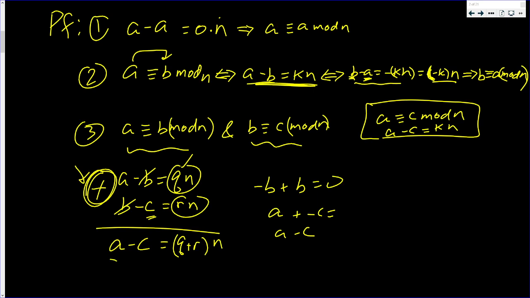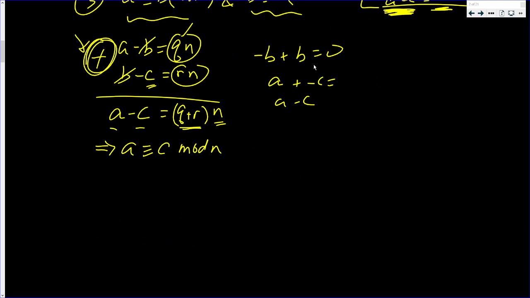Ooh, you mean a minus c is a multiple of n? That implies that a is congruent to c mod n. Exactly what I said we wanted: a minus c to be some number times n. That's the third one.